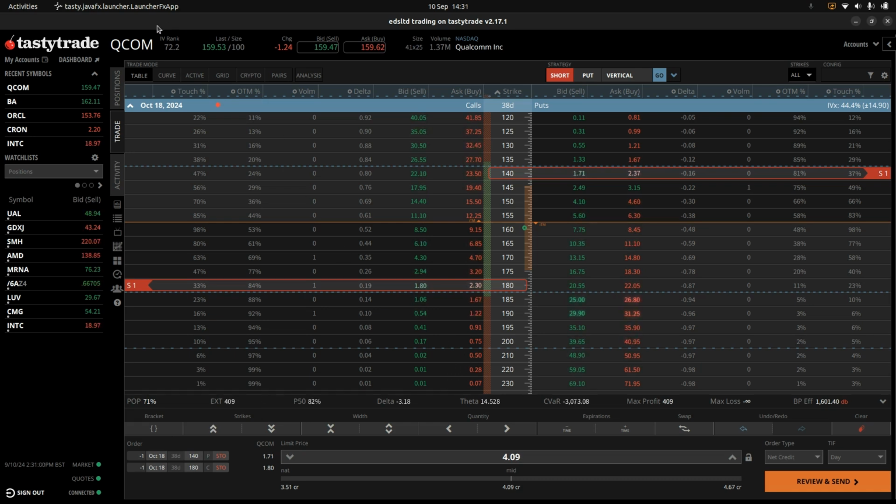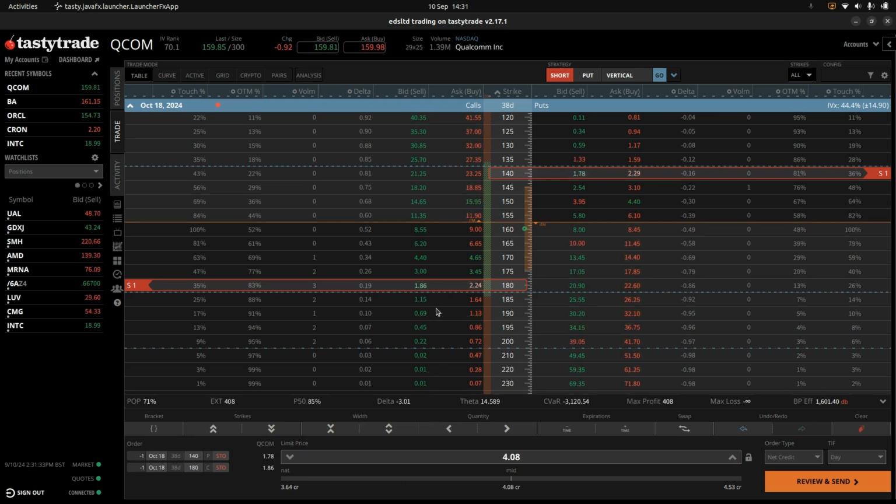As you can see here, IV rank is 72.2. We will collect $400 in premium up front, and it only requires 1.6k in buying power. Now I know 1.6k might be too much for a lot of people's portfolios. However, the amount of premium we are collecting in exchange for 1.6k being tied up is actually very, very good. This is a very, very nice return on capital for a strangle here in QCOM.